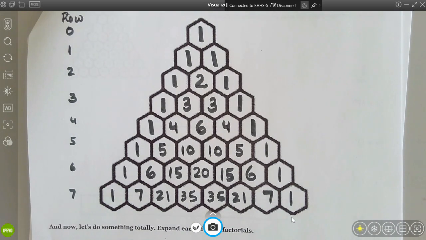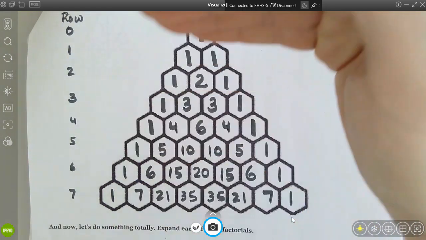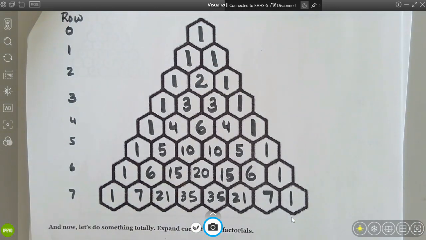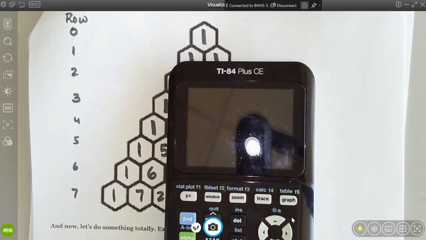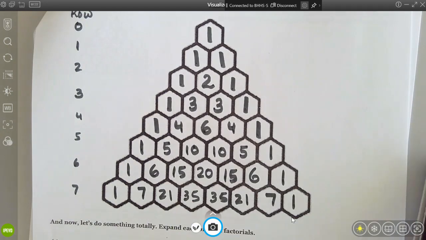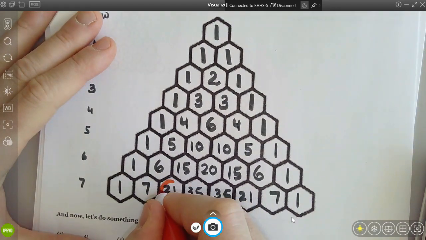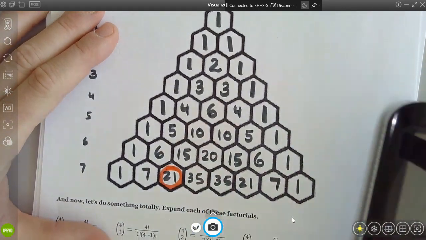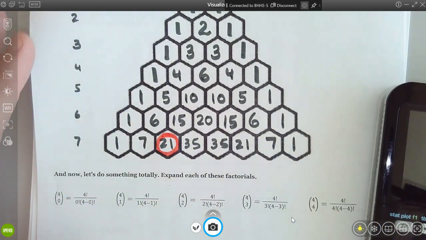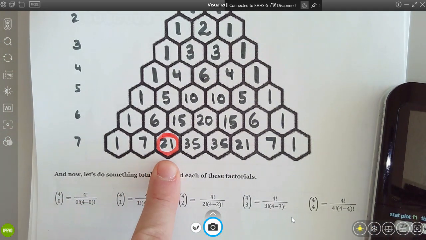Okay, so that's Pascal's triangle. It would be good if you were able to generate a few rows of Pascal's triangle on your own. But I am going to tell you that your calculator will do some of it for you. So check this out. Let's pick a random number in here. Let's go to this one right here. Everybody circle that 21. I can get the calculator to tell me that 21 goes right here. And here's how I'm going to do it.